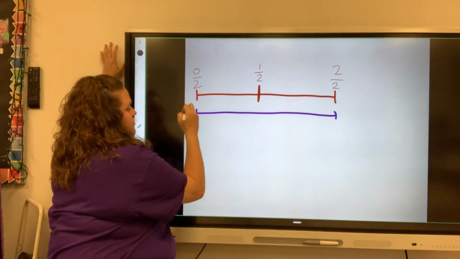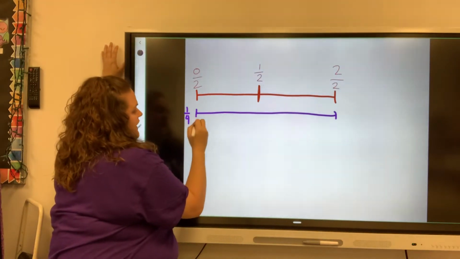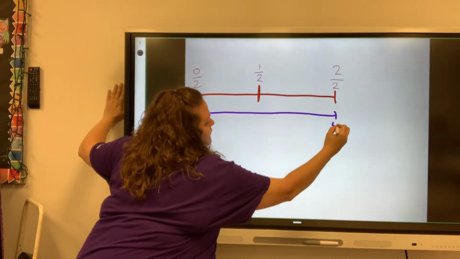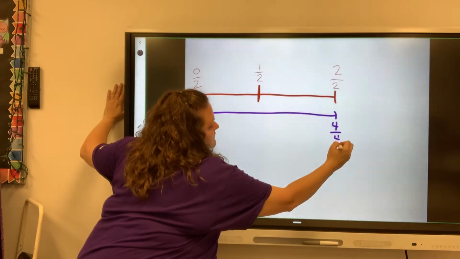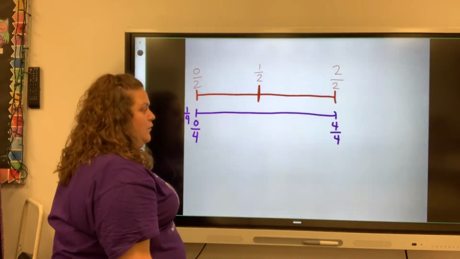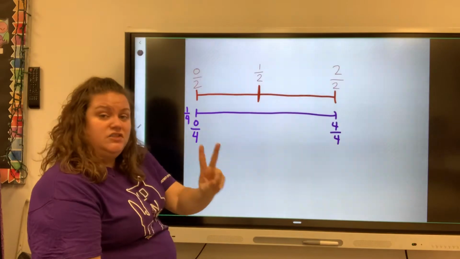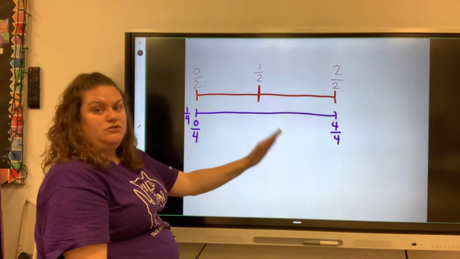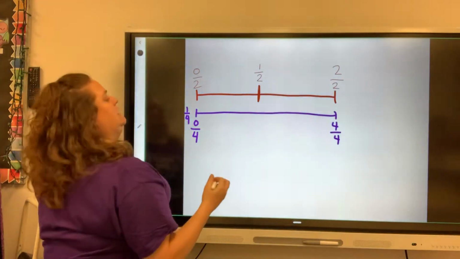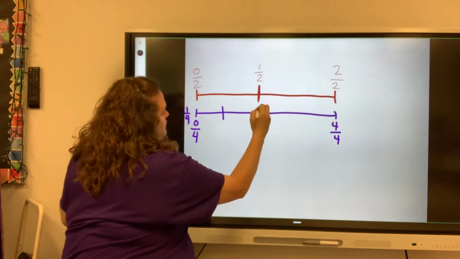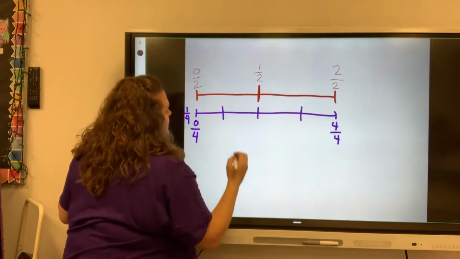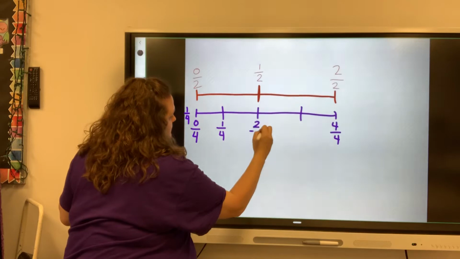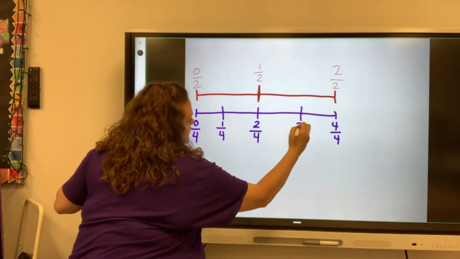I'm going to divide this into fourths. So then I'm going to have 0 over 4. Then I'm going to have 4 over 4. So I need to do a 1 over 4, a 2 over 4, and a 3 over 4. So you need to divide this into 4 pieces equally. So this will be 1/4, 2/4, and 3/4.